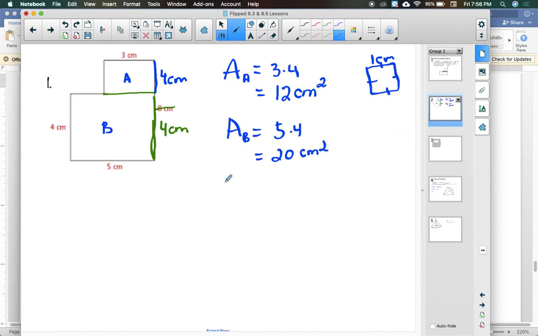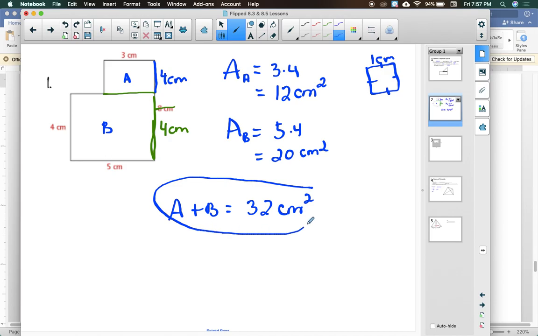Okay, last but not least, this is a composite figure, and we are taking those two shapes and putting them together to make our composite figure. So I'm going to add my two areas to find the area of the entire shape. So A plus B is what I'm going to do here, and 12 plus 20 is 32 square centimeters. Okay, so there's my final answer. That's what our work should look like when we do these types of problems.